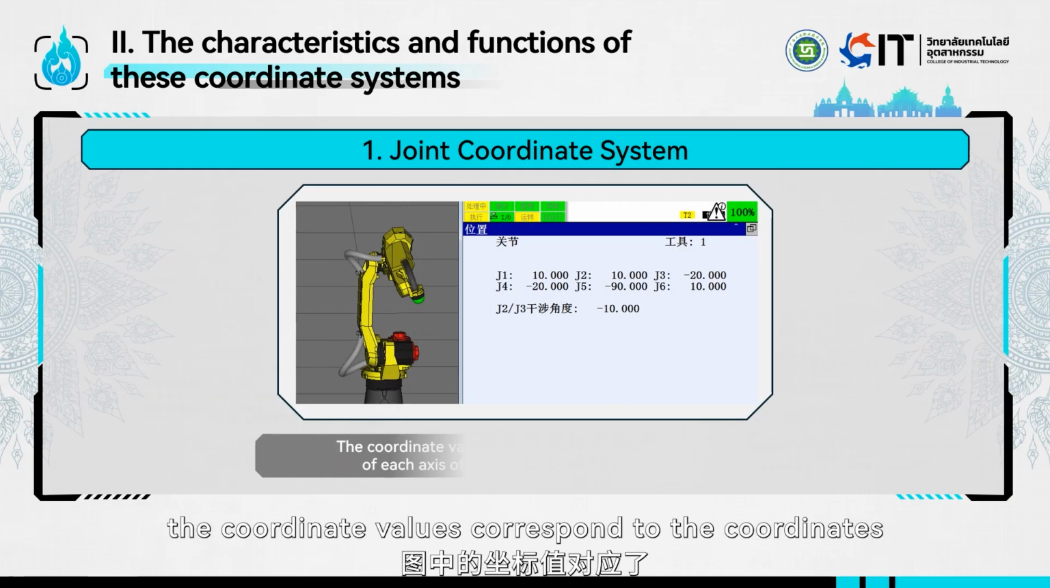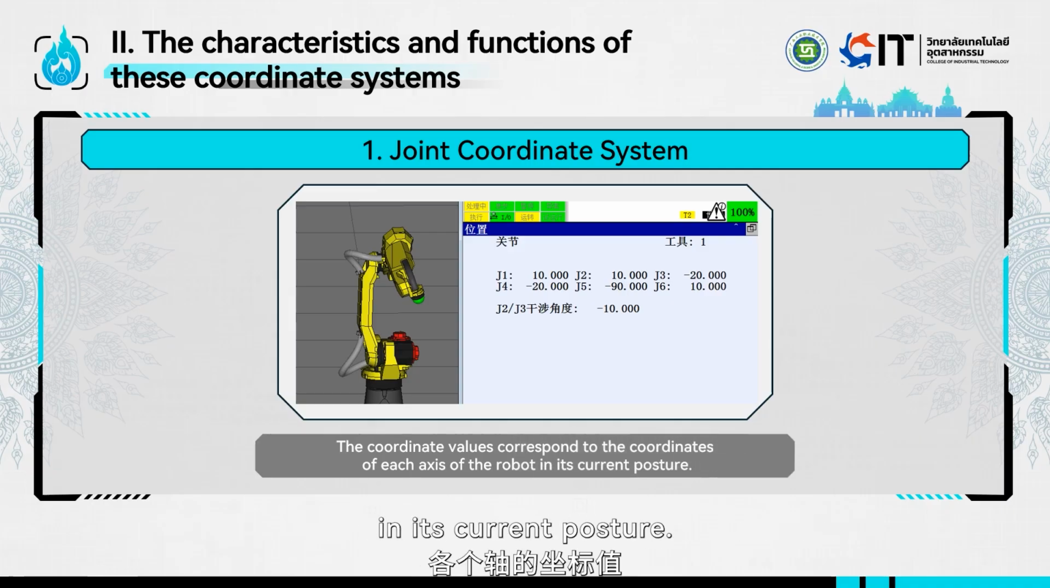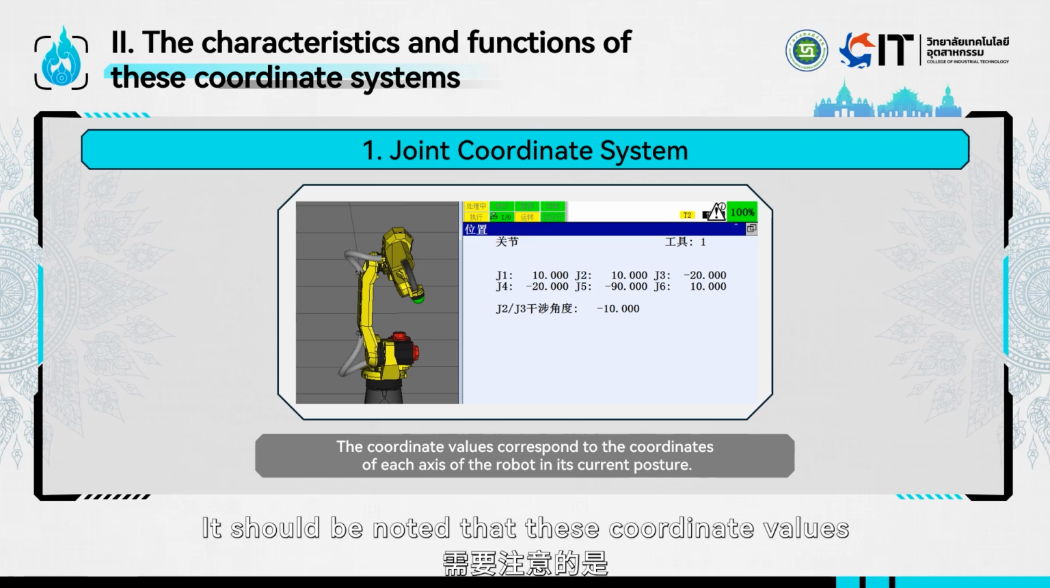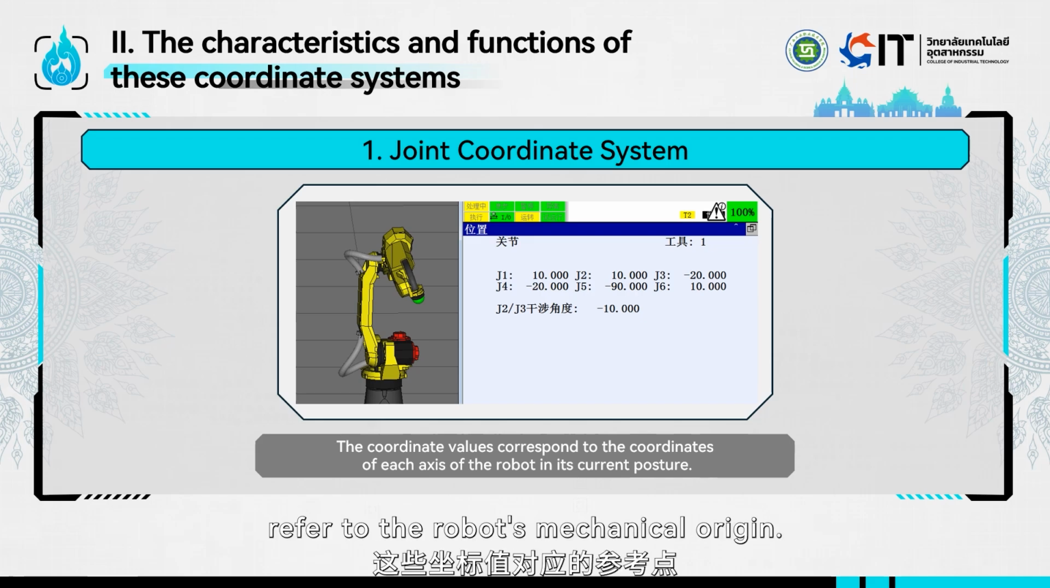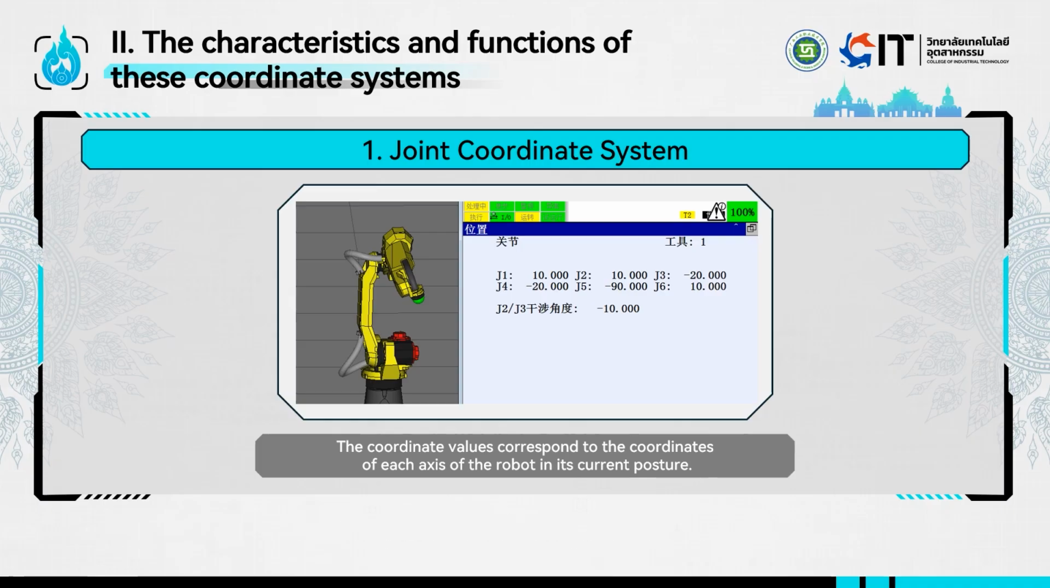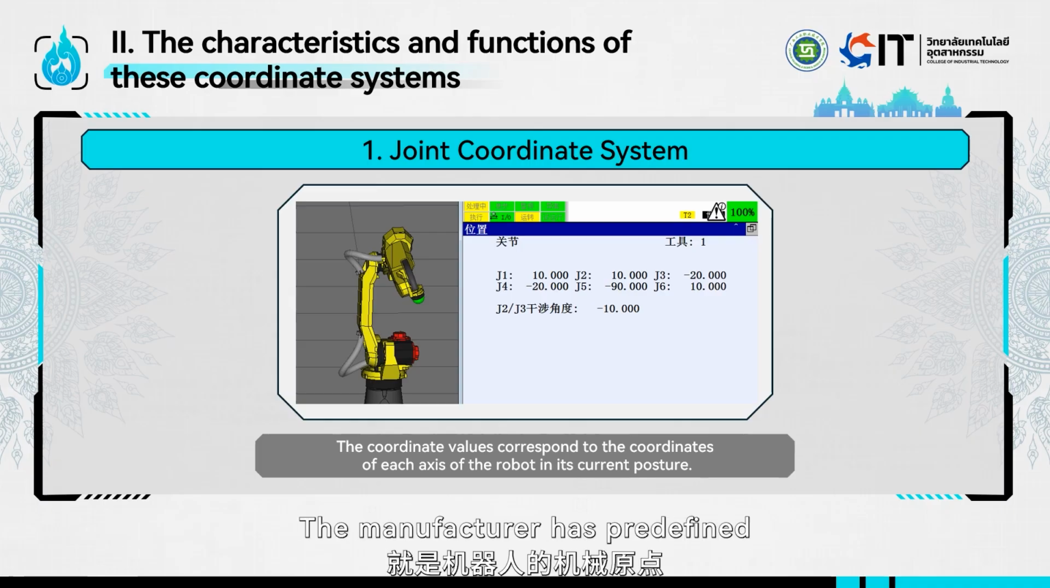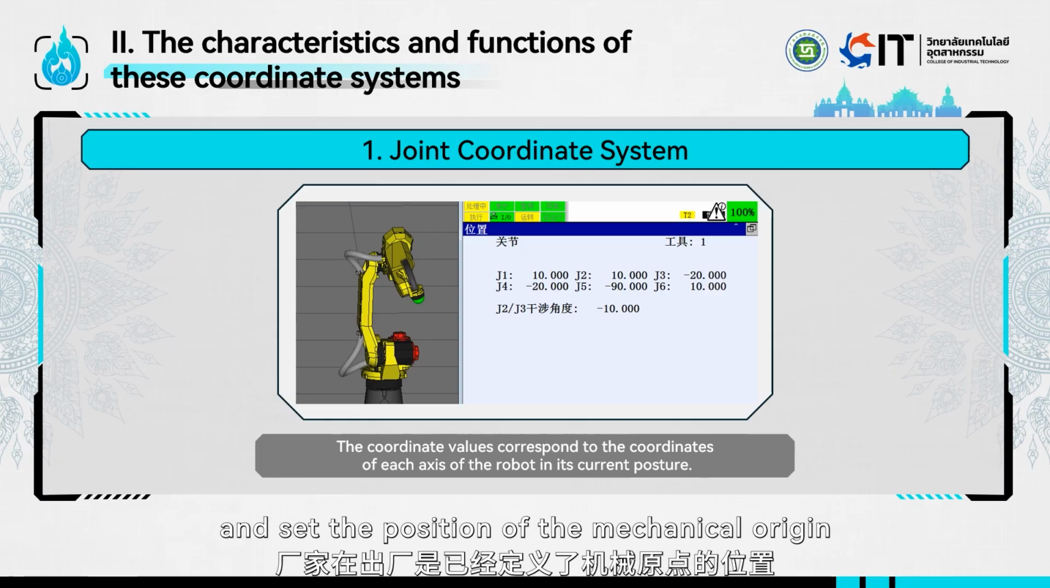As shown in the figure, the coordinate values correspond to the coordinates of each axis of the robot in its current posture. It should be noted that these coordinate values refer to the robot's mechanical origin. The manufacturer has predefined and set the position of the mechanical origin before shipment.